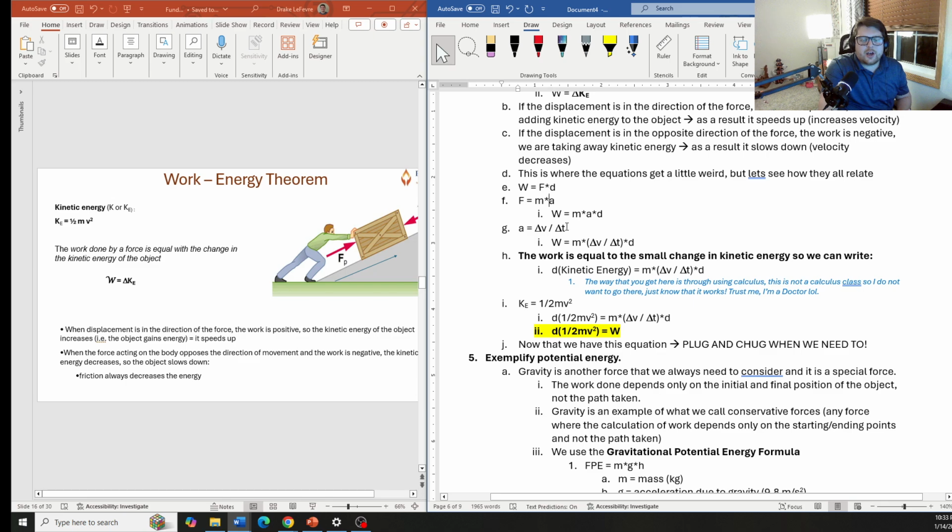Another rule of equations states that acceleration equals delta velocity, so the change in velocity, over the change in time. So we plug that in. Work equals mass times that change in velocity over change in time, multiplied by displacement.